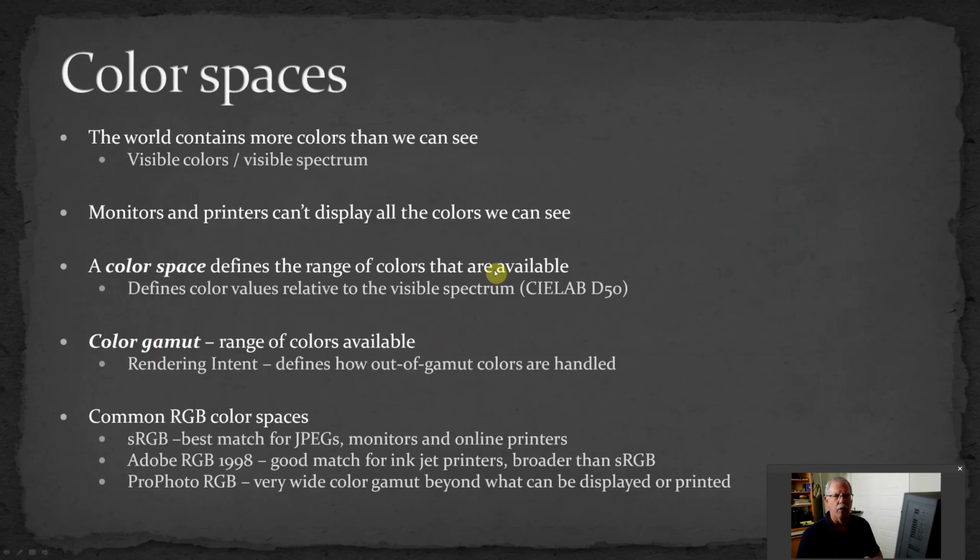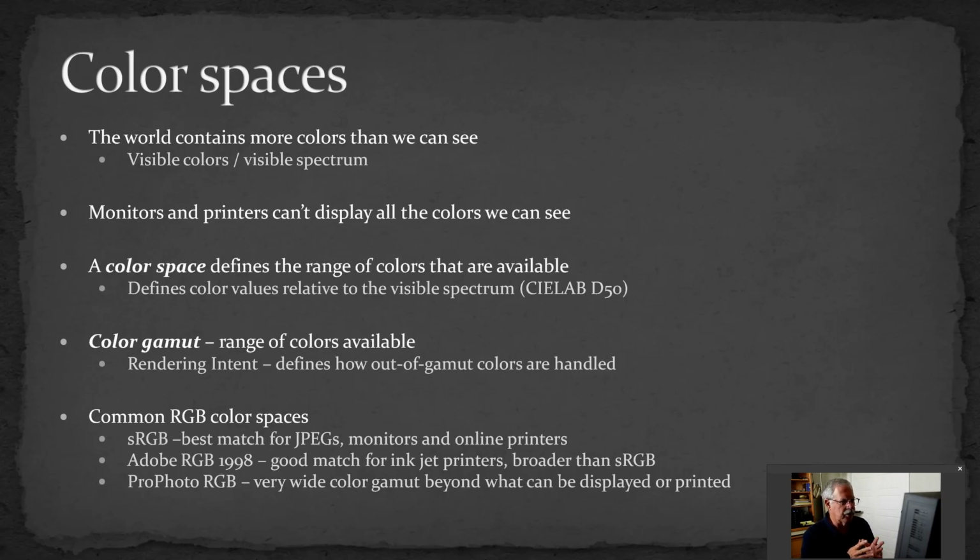So the world overall contains lots of colors. In fact, it contains colors that we can't see: infrared, ultraviolet, X-ray, gamma rays, and so forth. Those are all types of light. It's just that our eyes can only see a fairly narrow range of visible colors called the visible spectrum. Monitors and printers can display fewer colors than we can see. So you're able to see colors that your monitor can't display, and certainly that your printer can't print. A color space defines, among other things, the range of colors that are available within that universe of colors.